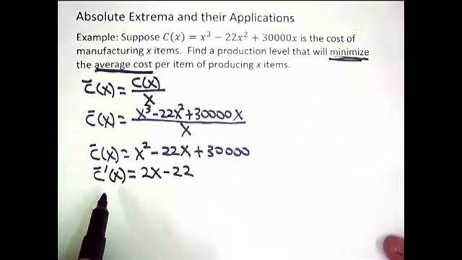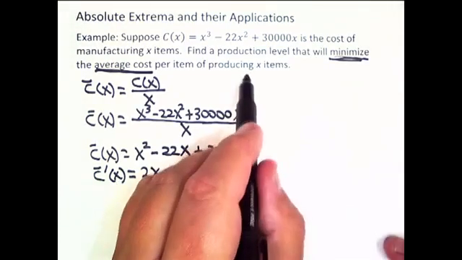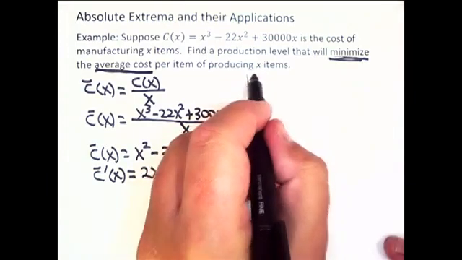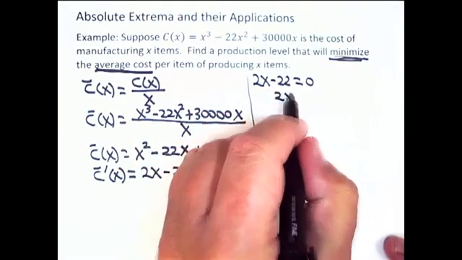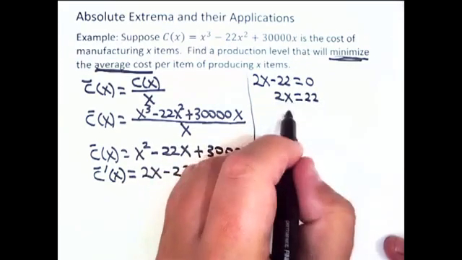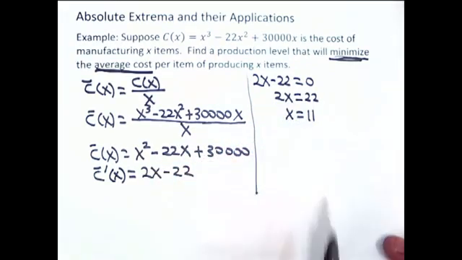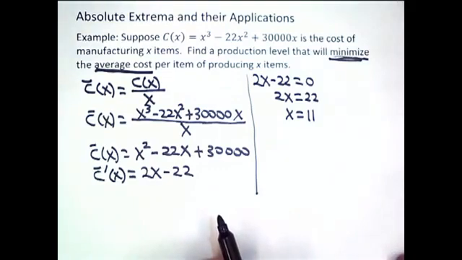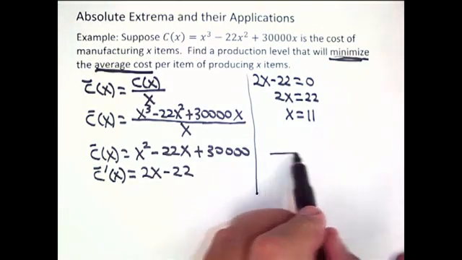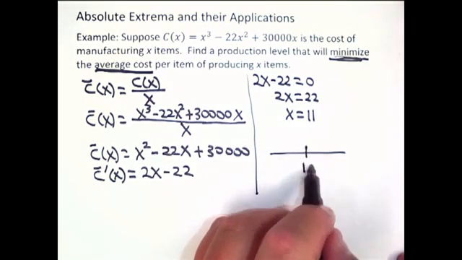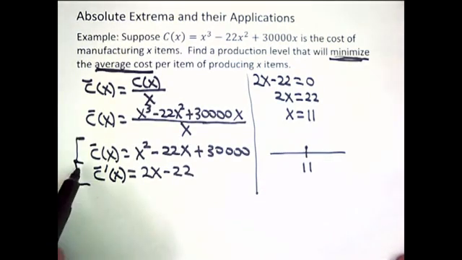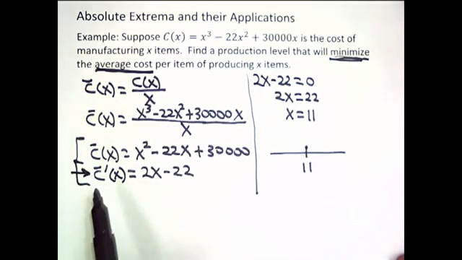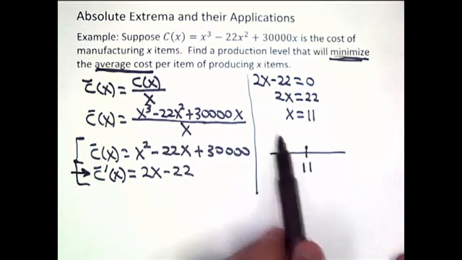Of course, the next thing you want to do is set that derivative equal to 0. So you get 2x minus 22 equals 0, which means 2x is equal to 22, which means x is equal to 11. You want to make sure that really is a minimum by using probably the first derivative test. You take a number smaller than 11 into the derivative of the average cost function, because you're looking at the slope.